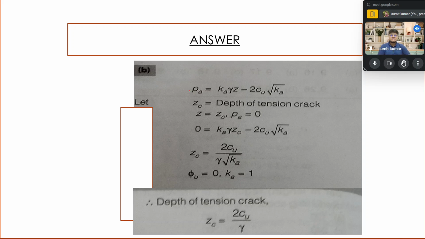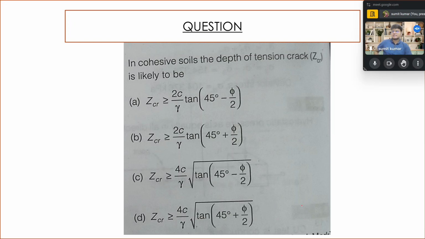When we solve for ZC, we find 2c root K upon K into gamma, and when K is put down, it comes to be 2c by gamma root K. As for phi equal to 0, K equal to 1, so our answer is going to be 2c by gamma, which is the correct answer for the given problem. Right? Now we are moving to the next question.